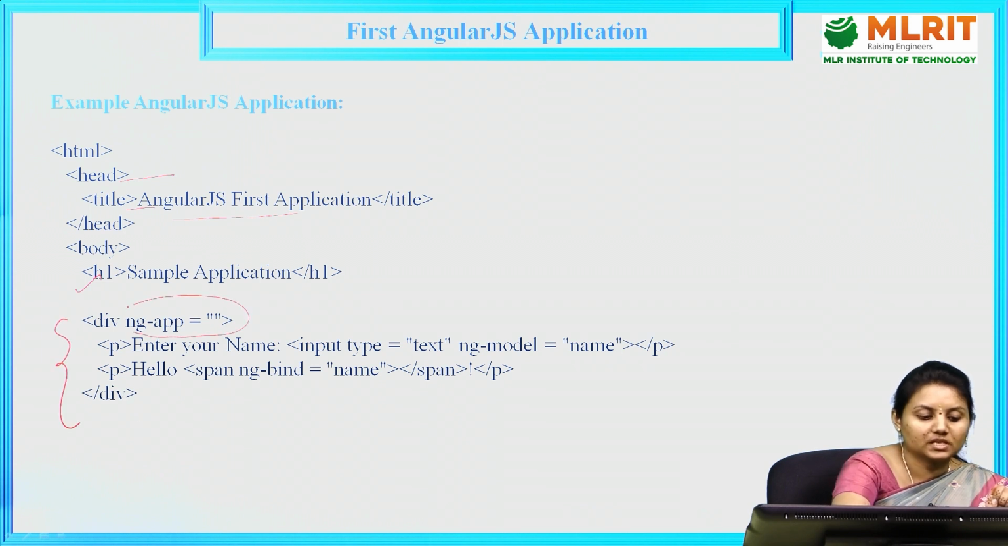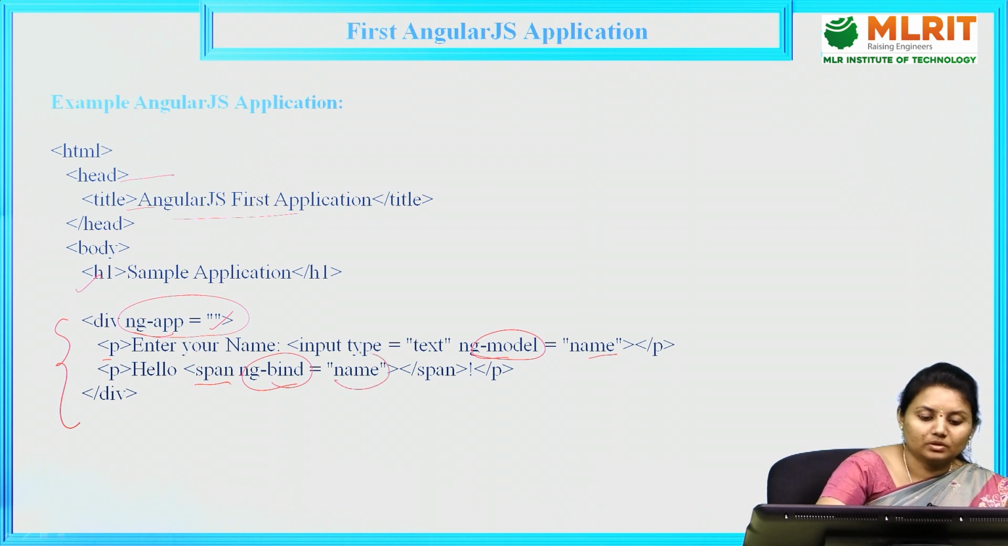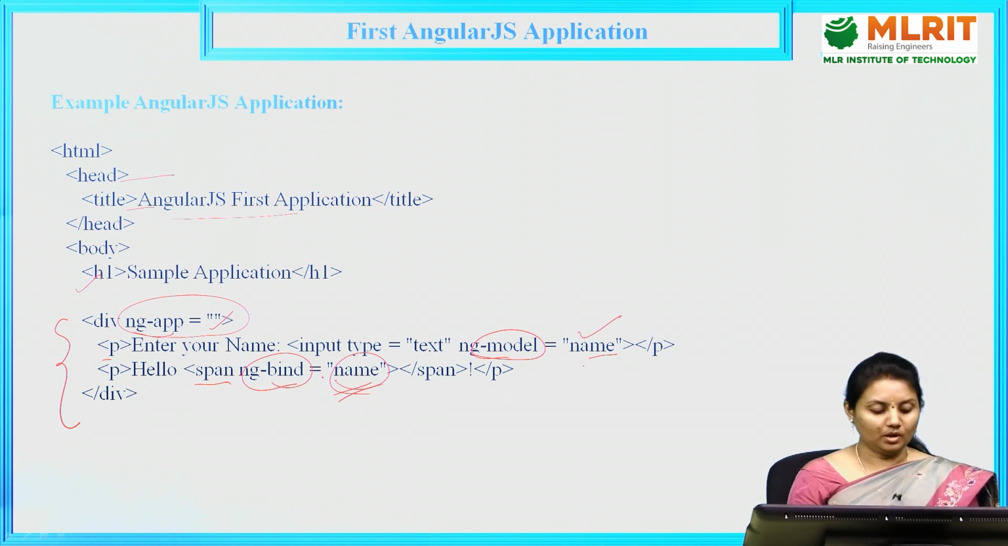First thing is the application. Here my application is only one. I am giving ng-app empty. And in the p tag I am giving ng-model, so the name is just what we discussed before. And the span ng-bind is binding the HTML part with AngularJS. So name is given. What is this name? The name of the model. What is the name of the model? Name itself. So this name itself is given as the name of the model.